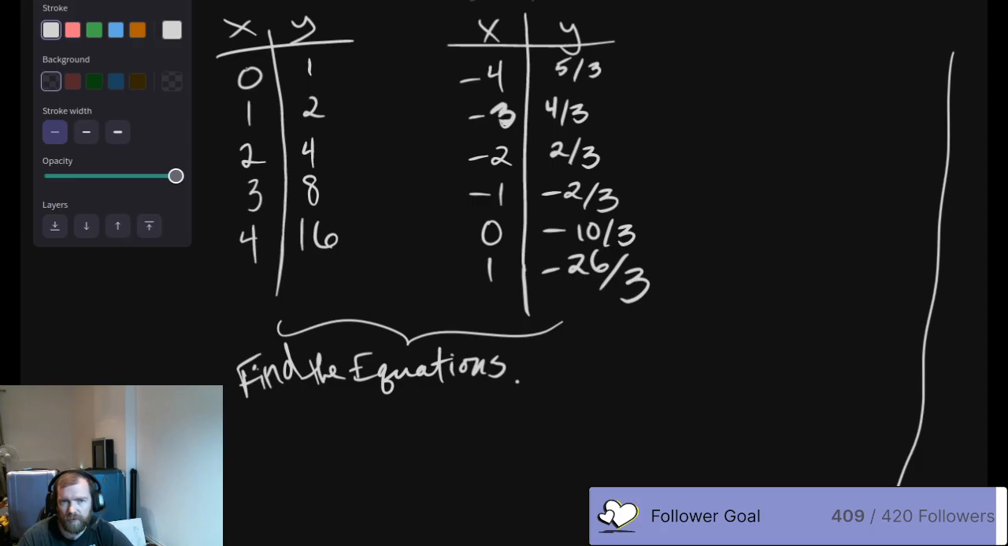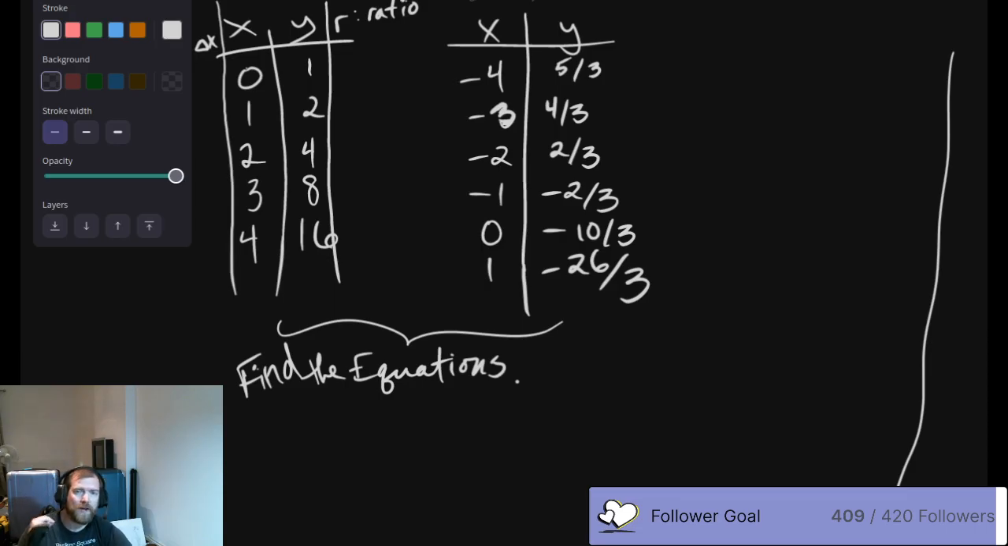I would prefer to look at this as: what is my delta x? And what is my r? Which is going to be the ratio of successive y values. All right, this is a hallmark of exponential functions.